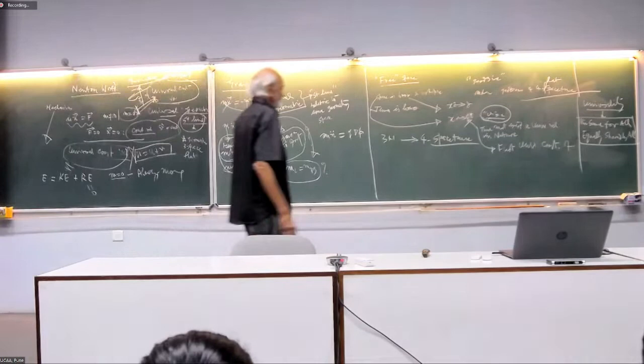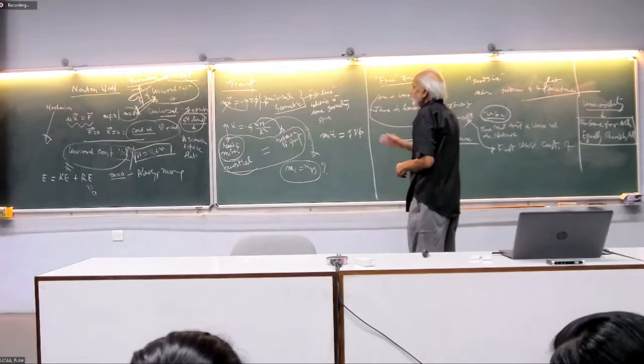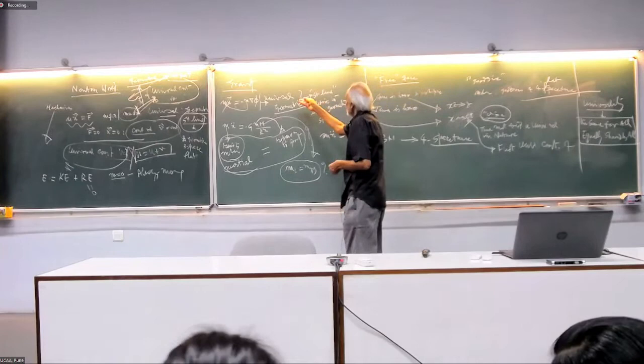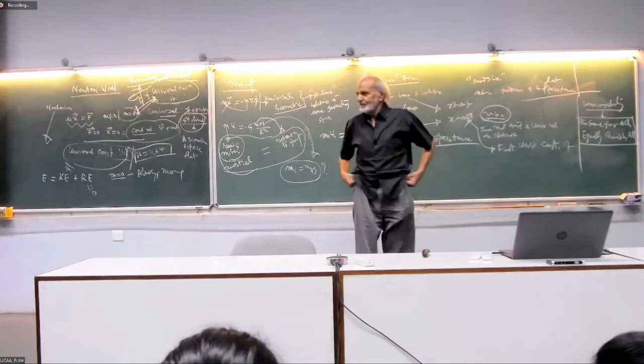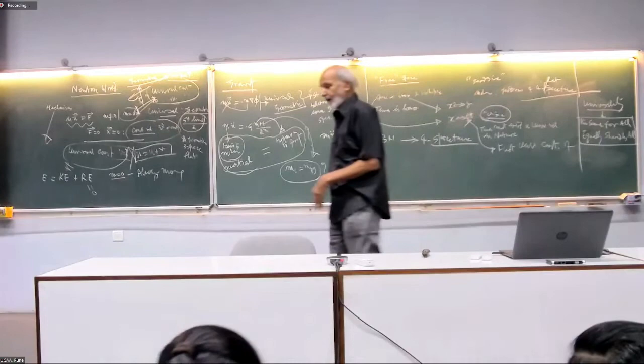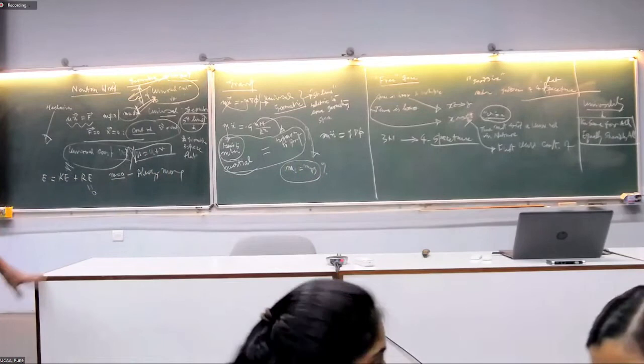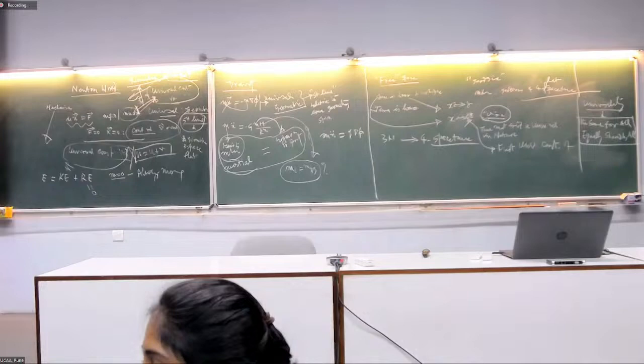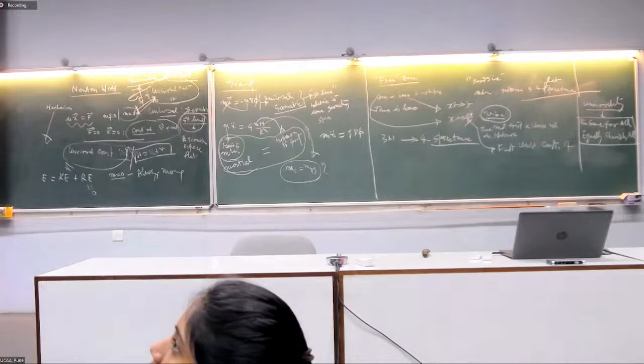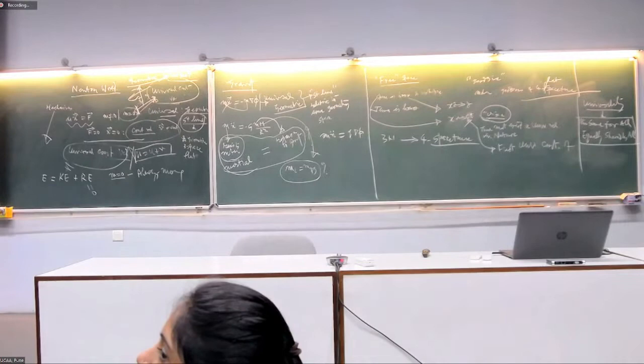Okay, so now the next question remains: how do we make this a geometric statement? Sir, I have a question. Yes. Purely from an observational point of view, I can conceive of space as homogeneous and isotropic. How can I conceive of time as homogeneous? Which observation tells you that time is not homogeneous?